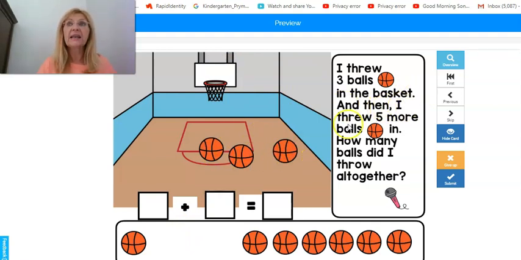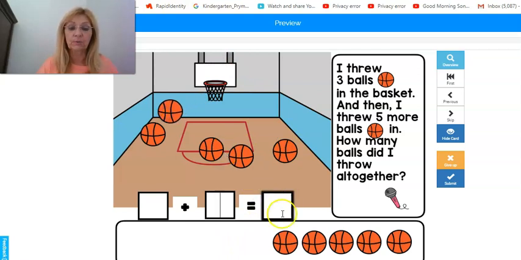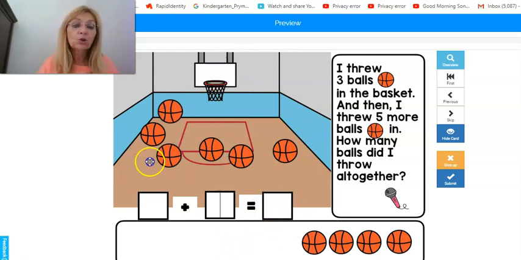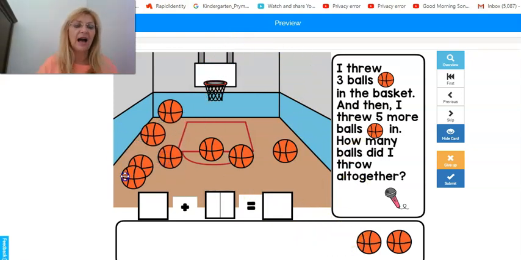It says, and then I threw what? 5 more. So whoosh, that's 1. Now don't say that's 1, 2, 3, 4. No, I'm putting 5 different ones. So make sure you don't get confused about that. We had 3. Now we're putting 5 more. Whoosh, 2, whoosh, 3, whoosh, and slam dunk 5.